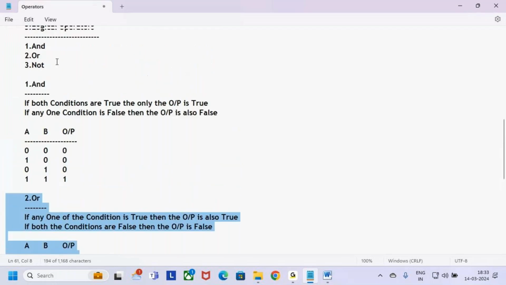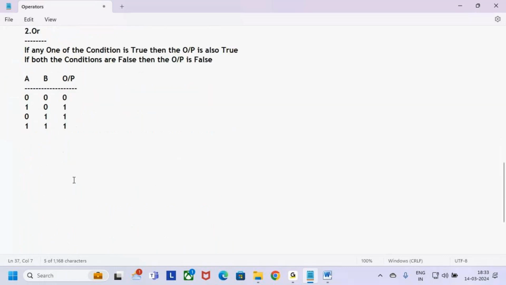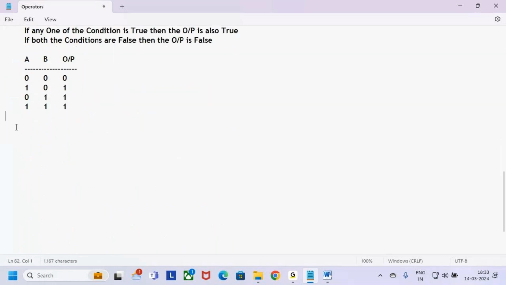And next there is one more operator, the NOT operator. Now what's the functionality of this NOT operator, guys? Let me keep it here. In the NOT operator, we don't have two inputs. We'll have only one input and one output, guys.